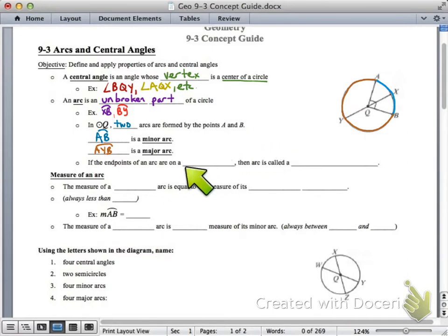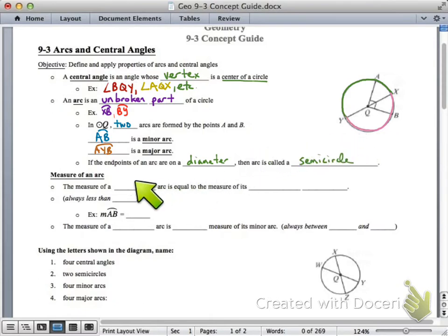If the endpoints of an arc are on a diameter, then that's called a semicircle, which is a term that you are already familiar with. So there are two semicircles at the end of any diameter: one that goes one way around, and the other that goes the other way around.